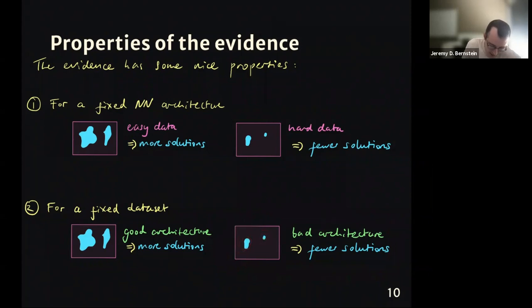Then we might be tempted to say that this looks like a better architecture for the problem because somehow it's a better prior, or it's more inclined to fit that data. So it looks like the evidence can both tell us something about how good an architecture is and how hard a data set is.